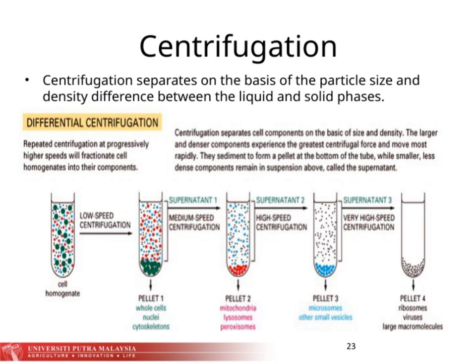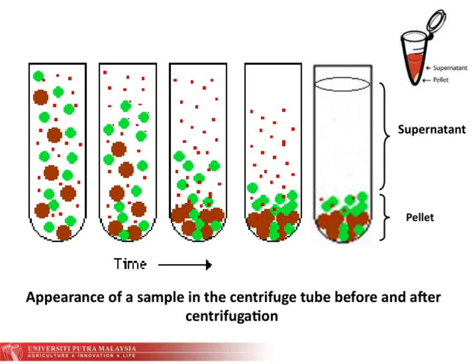analyses and industrial processes. By understanding how particles behave under centrifugal force, we can efficiently isolate specific components from complex mixtures. Overall, centrifugation is a fundamental method that highlights how physical properties like size and density can be used to achieve separation effectively. Now let's take a closer look at what happens inside the centrifuge tube before and after centrifugation.